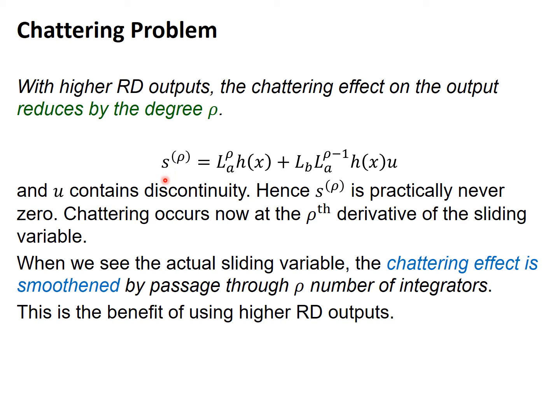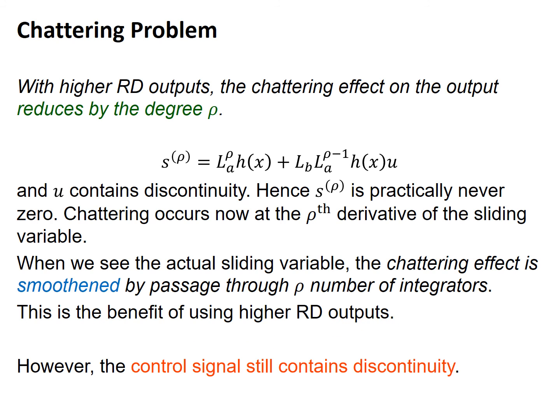So you understand the comparison. If the relative degree is only 1, then there is a certain impact of chattering on S, and if the relative degree is more than 1, suppose rho, a larger number, say 2, 3, 4, the impact of chattering on S decreases significantly because it passes through a larger number of integrations. So when we see the actual sliding variable, the chattering effect is smoothened by passing through rho integrators. This is the benefit of using higher relative degree outputs.